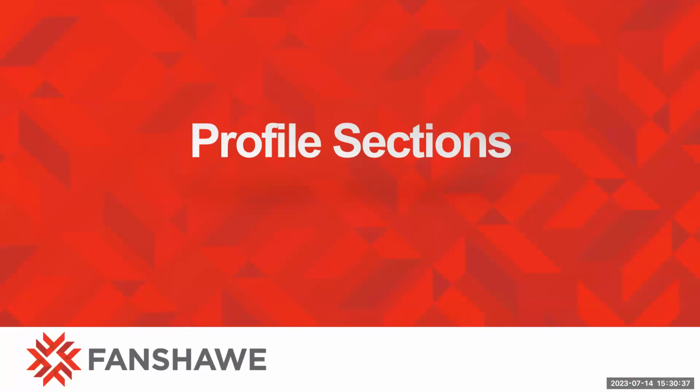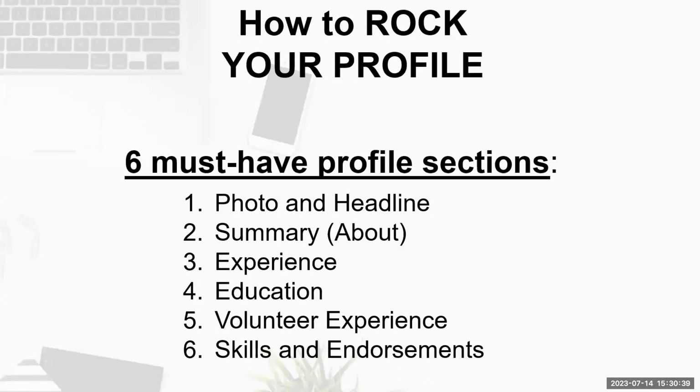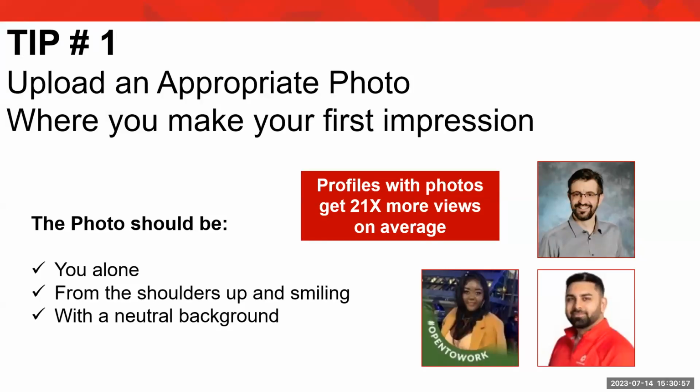So with your profile sections, we're going to talk about the 6 must-have profile sections, 1 being photo and headline, 2 being your summary, which is about you, 3 being experience, 4 education, 5 volunteer experience, and 6 skills and endorsements. So tip number 1, upload an appropriate photo where you make your first impression.